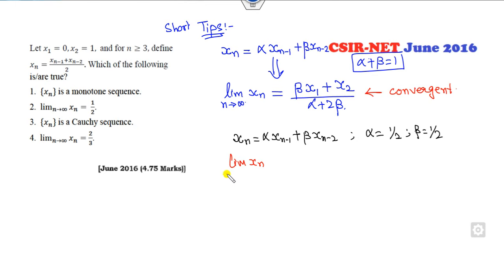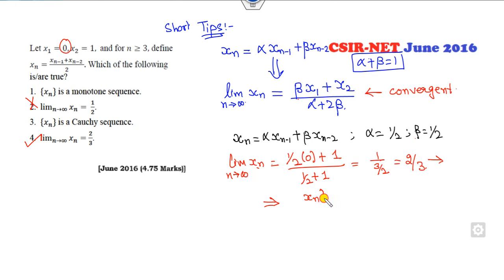Limit of xn as n approaches infinity: beta is a half, x1 is 0, x2 is 1, alpha is a half, and so on. So what is the right answer? 1 over 3 over 2, that is 2 over 3. So the limit is correct, and this option is correct. Now what does it mean? If the limit is finite, what is the meaning of that? The sequence is convergent. Fine.